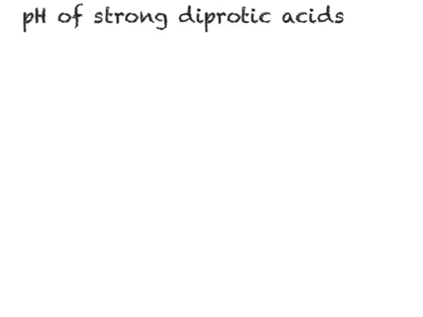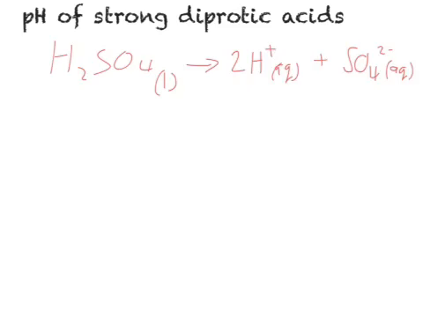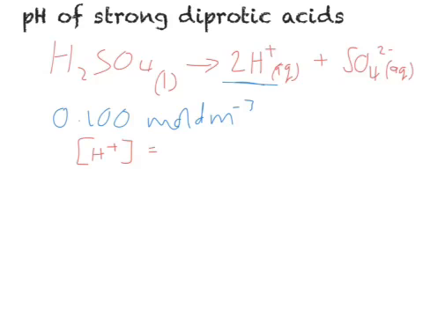Strong diprotic acids, such as sulfuric acid, release 2 protons when it dissociates. So this means that the hydrogen ion is twice the concentration of the acid. So what would be the pH of a 0.1 mole per decimetre cubed of sulfuric acid in solution? Well, first of all, we have to multiply that concentration of the sulfuric acid by 2, which comes out as 0.2 moles per decimetre cubed.